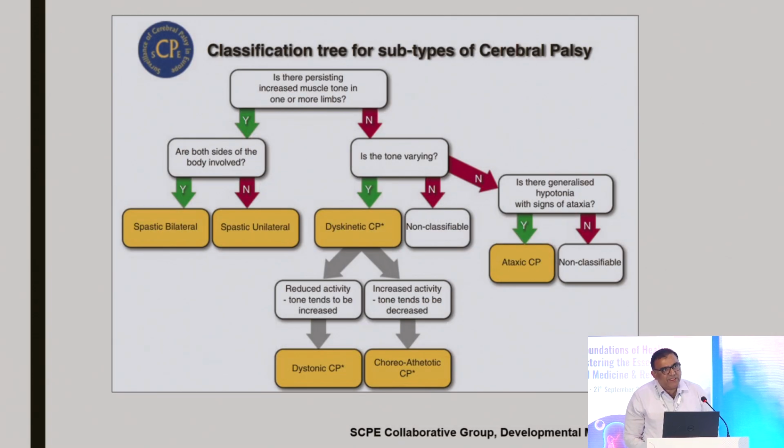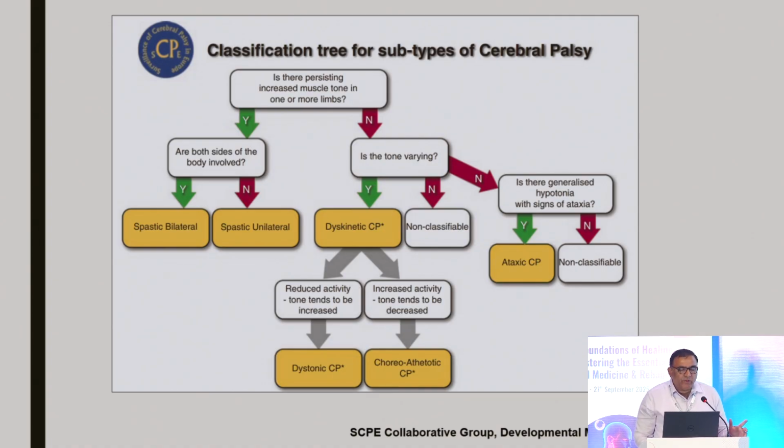One more classification which is now being very commonly used is the one given by the Surveillance of CP in Europe. This divides CP into spastic, and depending upon the involvement, spastic can be bilateral or unilateral. What this classification has done is label quadriplegics, diplegics and triplegics into one group, that is spastic bilateral, and then we have spastic unilateral.